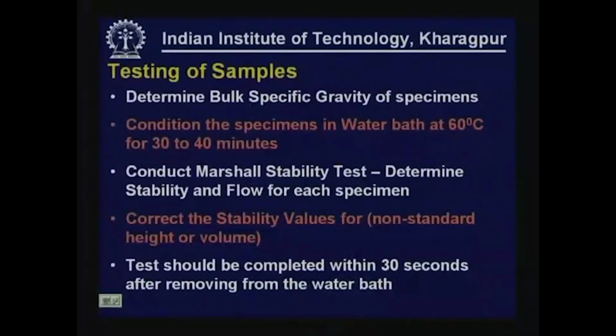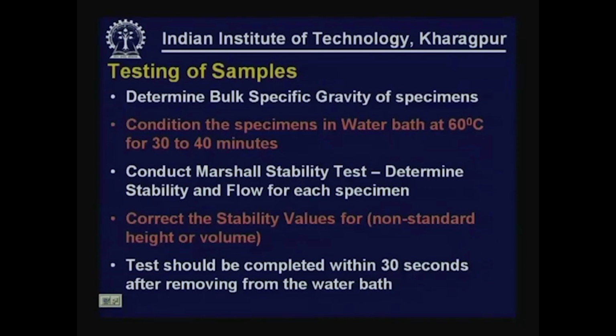Basically, the idea is to test the specimens at a temperature of 60 degrees. For this, we have to condition these specimens by putting them in a water bath. This is the way it has to be conditioned, which is maintained at 60 degrees. The conditioning has to be done for about 30 to 40 minutes. These conditioned specimens will have to be tested in a Marshall testing apparatus for determining the stability and flow of each one of these specimens.